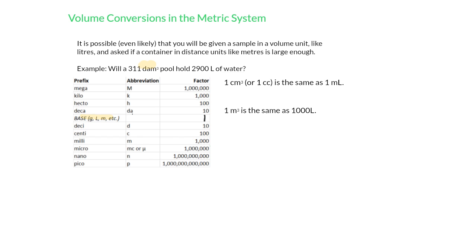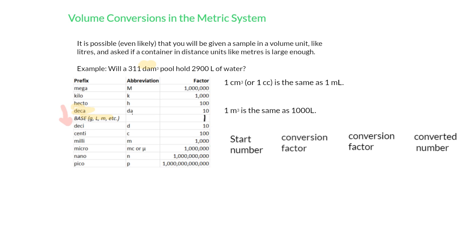Now we pull in our equation that we usually use. And remember, since we're going from bigger to smaller, from deca to the base, that would mean that we're going to multiply. So we're just going to go to our equation and we're just going to multiply, and it will equal the converted number. Now we just plug in the numbers. So the start is 311. The conversion factor is 10. The other conversion factor is 1.